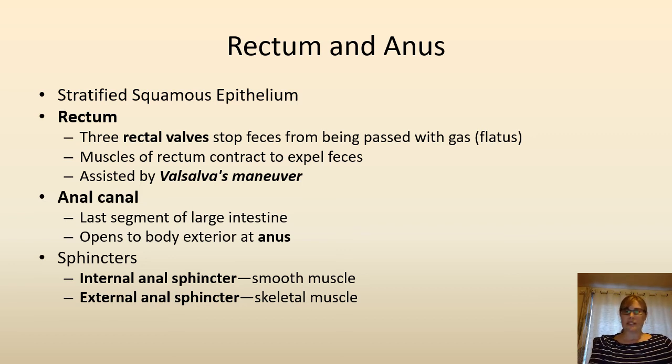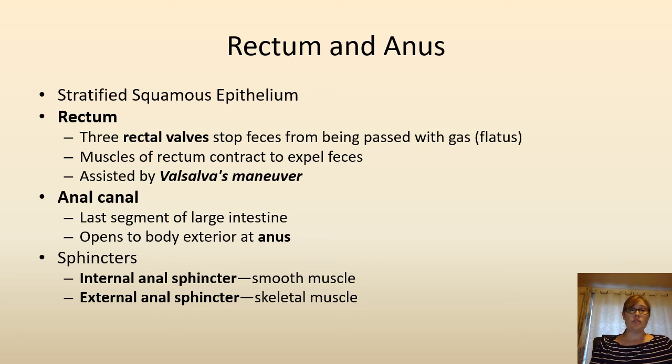So the rectum has muscles that are going to contract to expel the feces. Valsalva's maneuver we talked about a few times is also going to help in getting fecal matter out. So the very last section after the rectum is the anal canal, and it opens. The anus is the actual opening. It's like the glottis or the pupil. They're just openings. So the opening is known as the anus, and there are two sphincters.